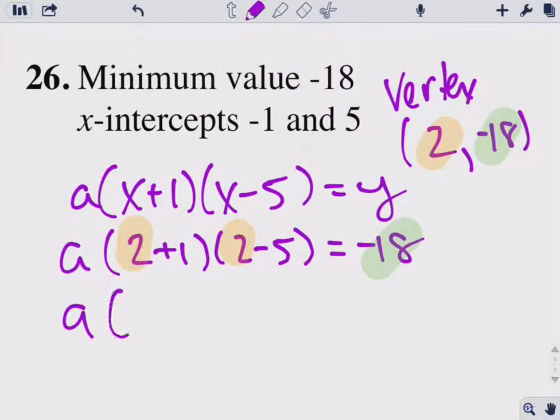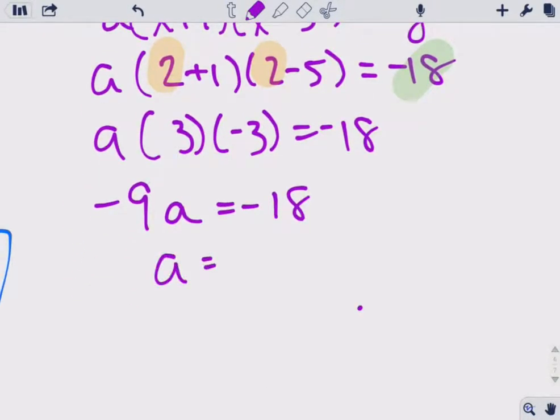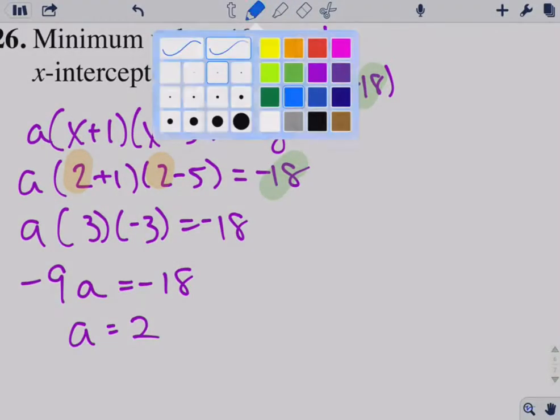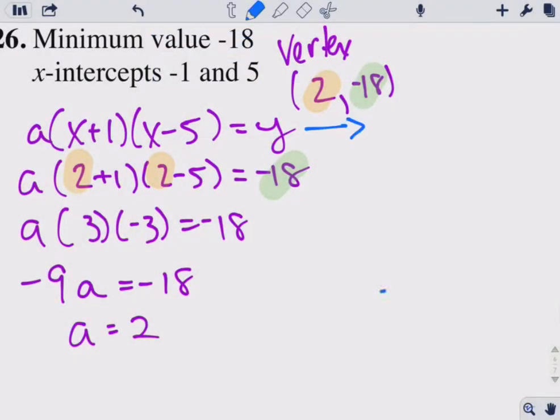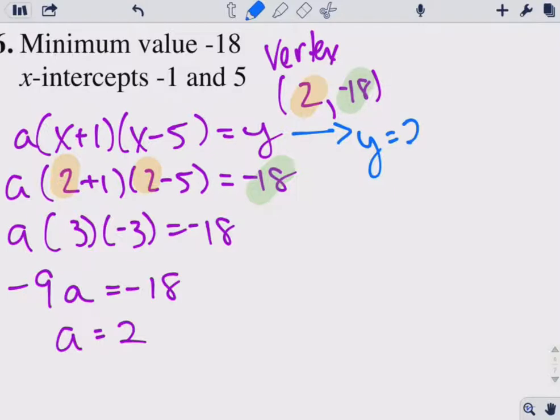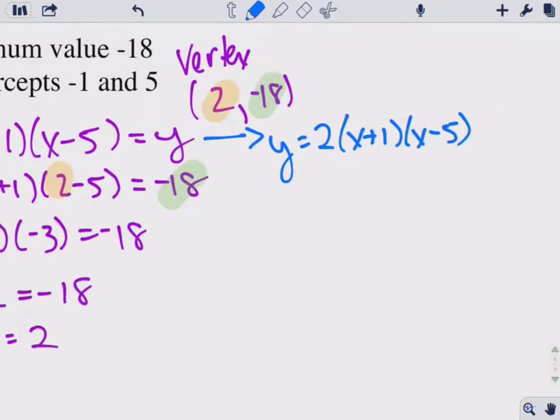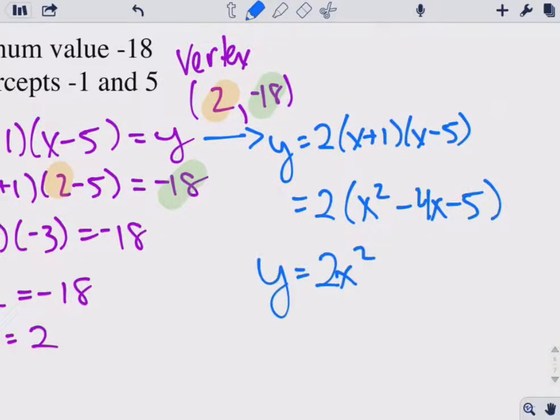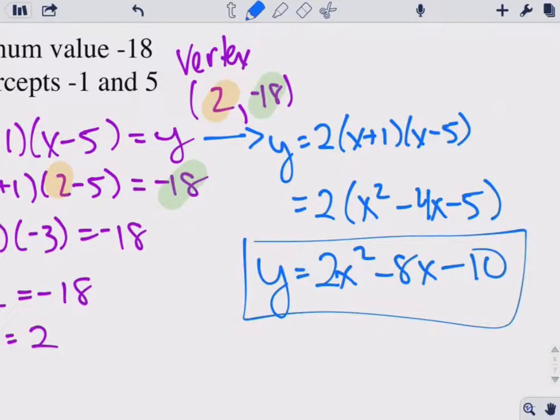Okay, so simplify. A times 3 times negative 3 is equal to negative 18. Negative 9a is equal to negative 18, or a is equal to 2. Good, lovely. Now let's take this piece and say y is equal to 2 times x plus 1 times x minus 5. So I get 2 times x squared minus 4x minus 5, or y is equal to 2x squared minus 8x minus 10. That's your answer for that one.